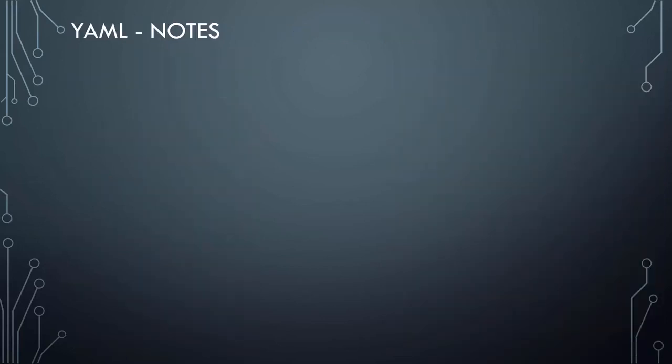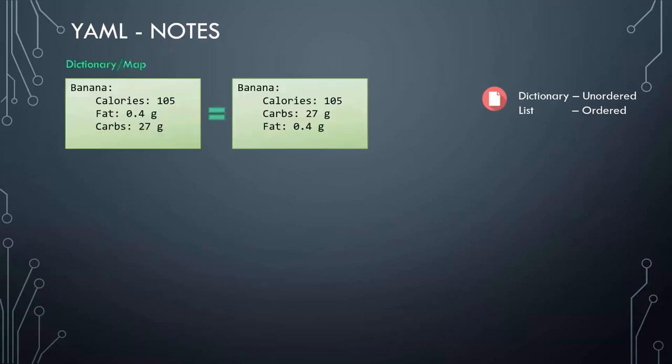Dictionary is an unordered collection, whereas lists are ordered collection. So what does that mean? The two dictionaries that you see here have the same properties for banana. However, you can see that the order of properties, fat and carbs, do not match. In the first dictionary, fat is defined before carbs, and in the second dictionary, carbs comes first, followed by fat.